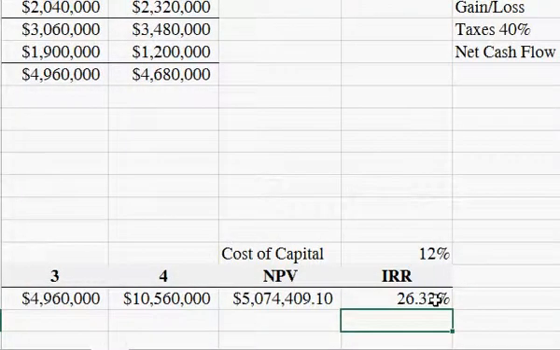And that's how we put together a new or expansion project and determine the net present value and internal rate of return.